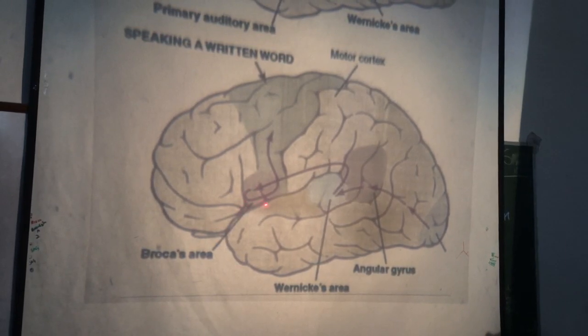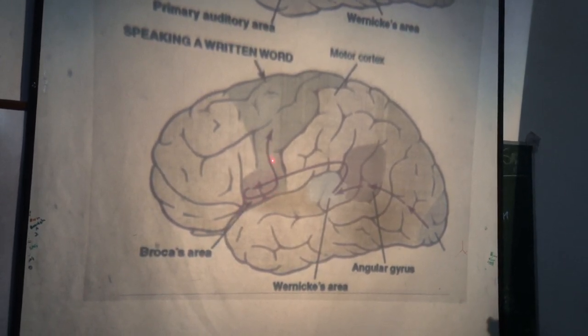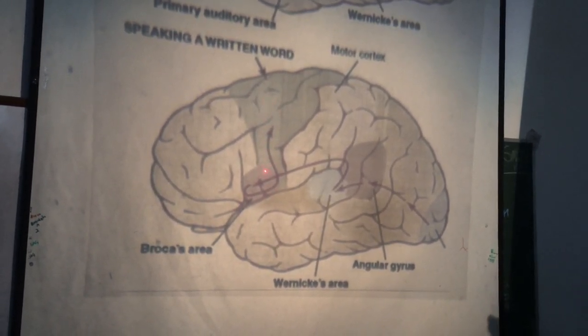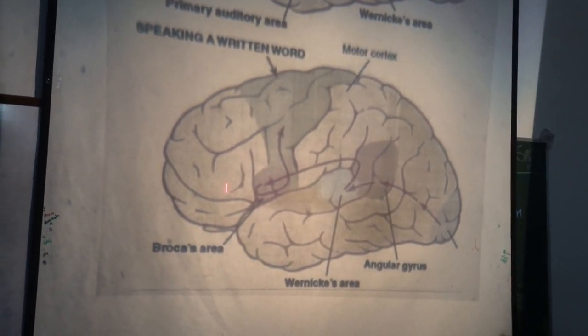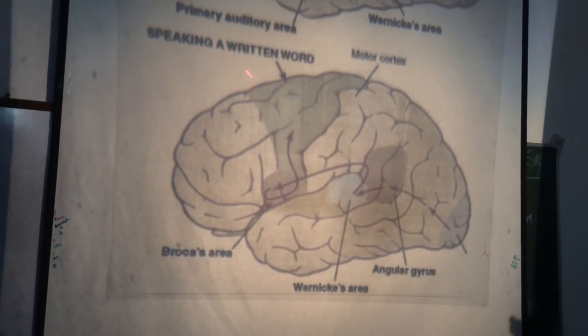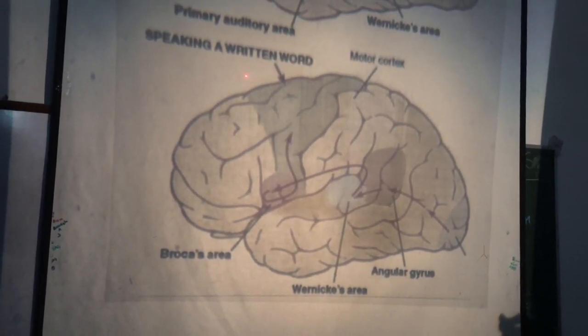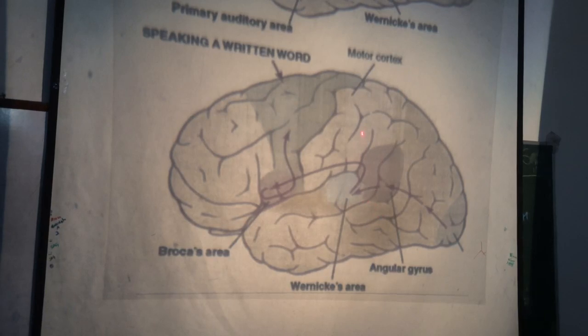From Broca's area, signals go to the motor cortex to initiate contraction of the muscles of phonation and articulation. So this is the pathway for speaking a written word.